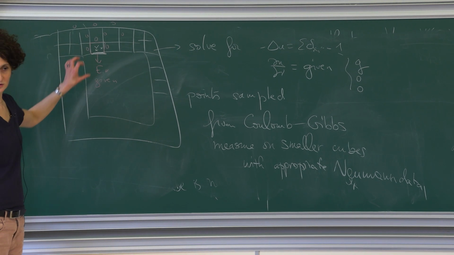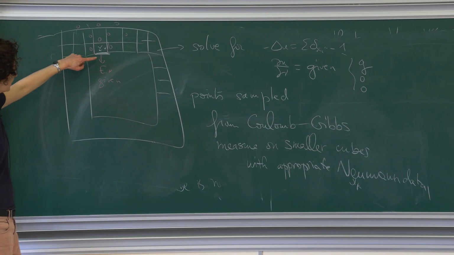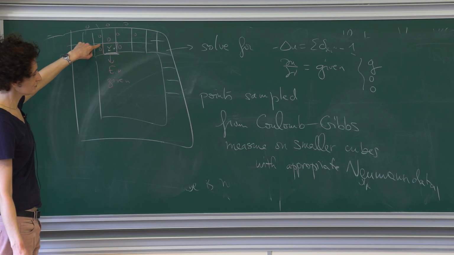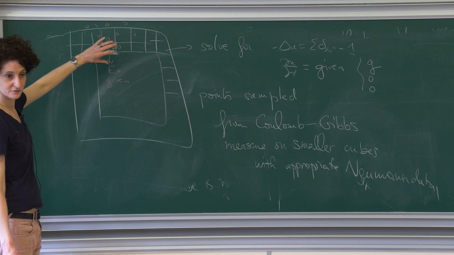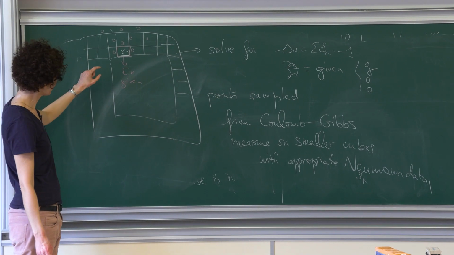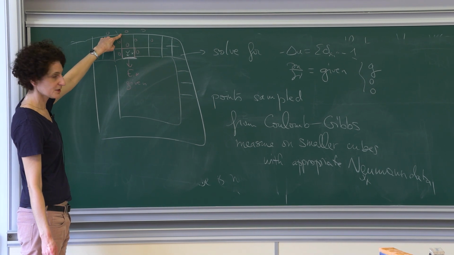Okay, so you make mini Coulomb gases in those small cubes, and you make it in such a way that the E dot nu, so the Neumann derivatives, never have a discontinuity and eventually end up at 0.